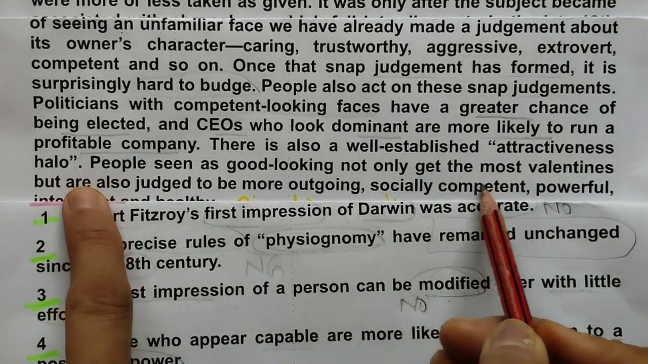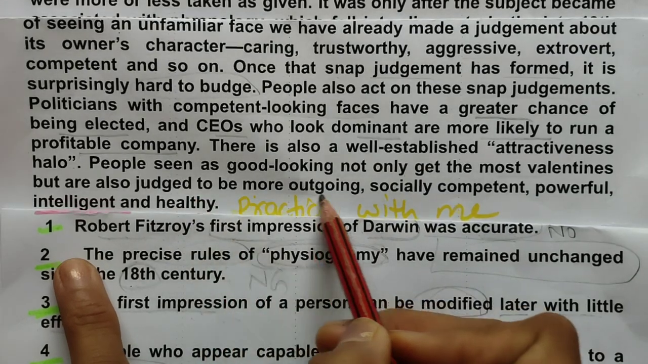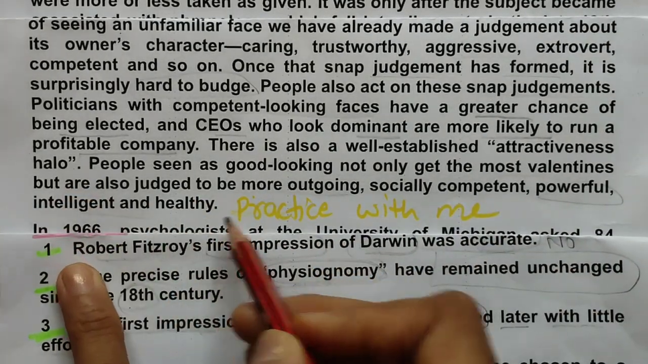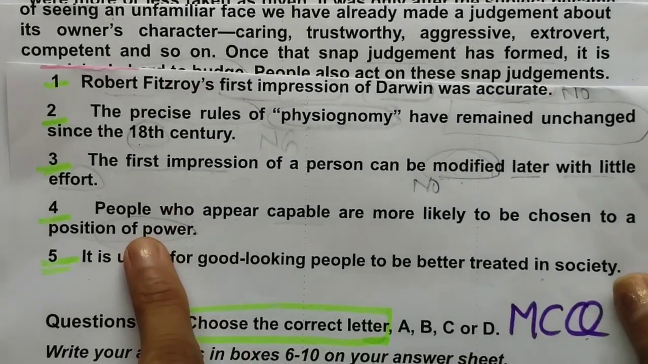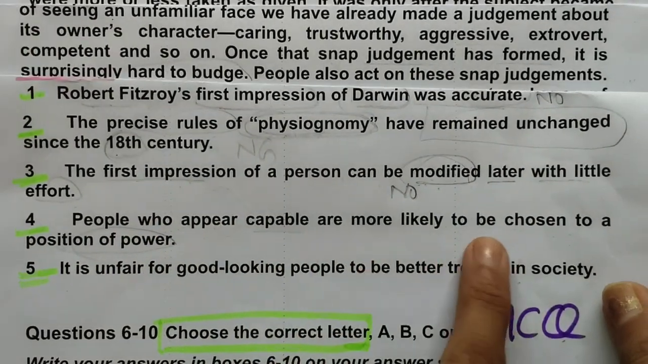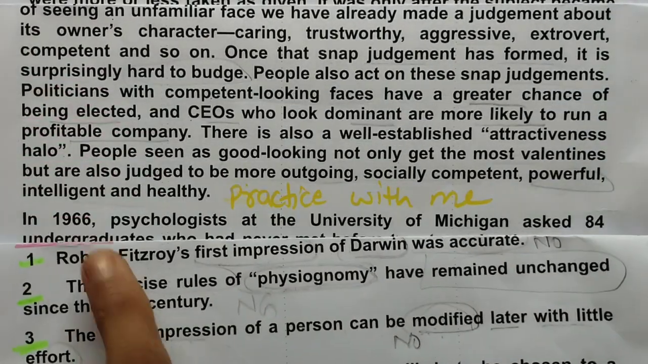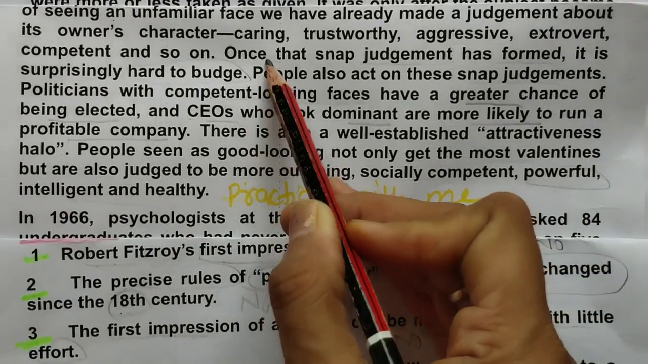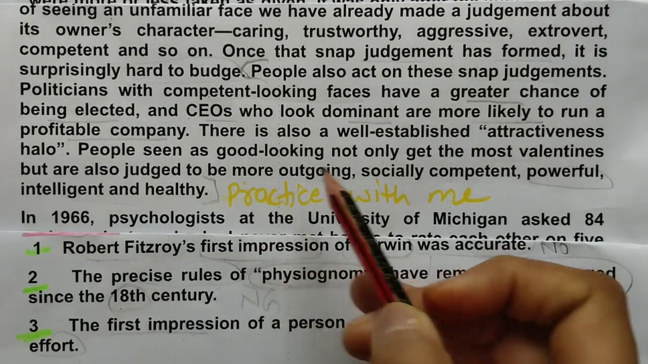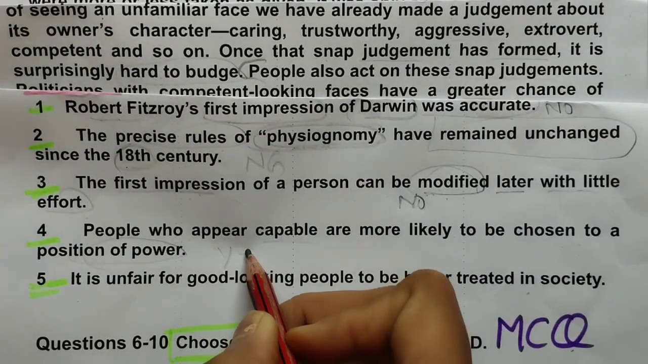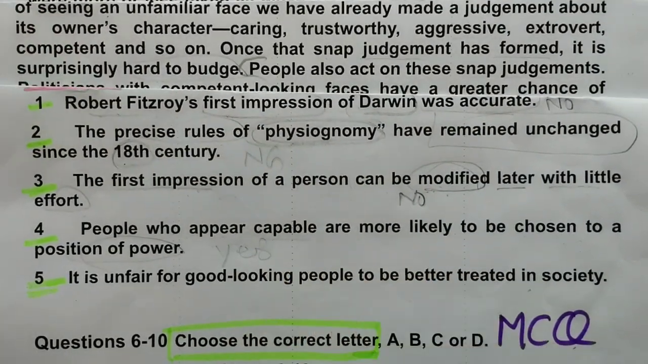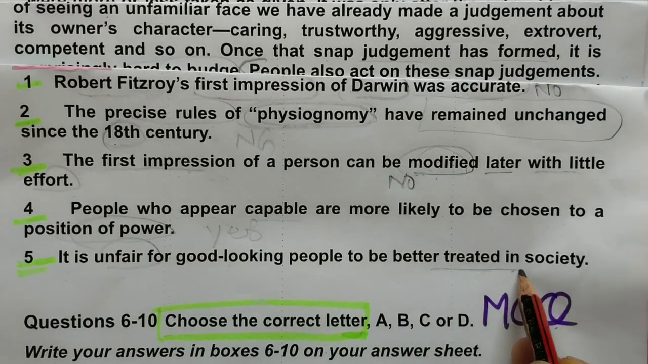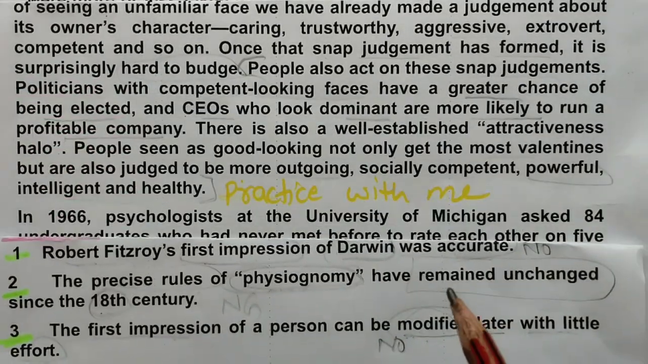Not only get the most valentines, but are judged to be more outgoing, socially competent. The word powerful is here, intelligent and healthy. It means we were looking for the idea that people who appear capable are more likely to be chosen to a position of power. Okay, it means they are powerful. So directly it is not given, but they have explained it well. So we will just mark it yes. Okay. Yes.